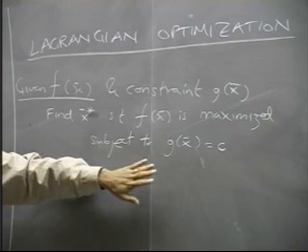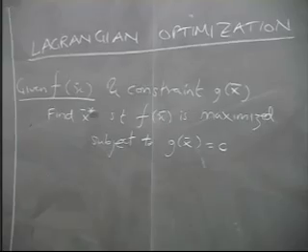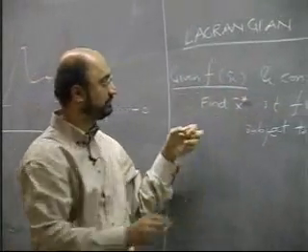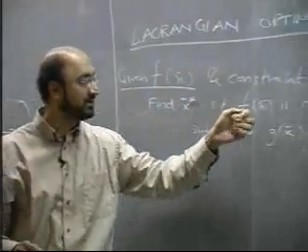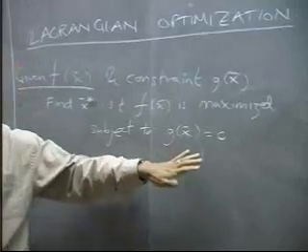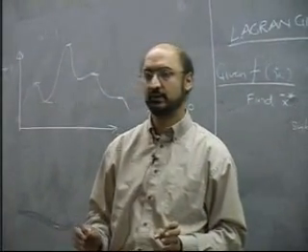So what I'm going to consider now, and this is the basis, as I said, of Lagrangian optimization, is given f(x) and a constraint g(x), find the value of x star such that f(x) is maximized and g(x) is equal to c. Okay? So any questions about the setup over here?